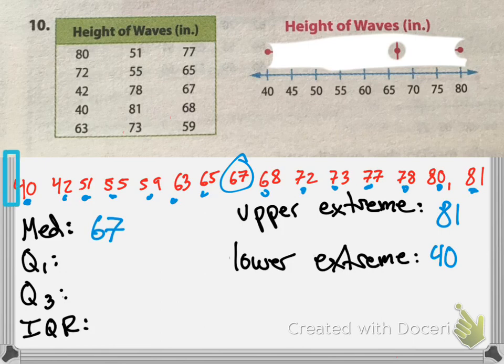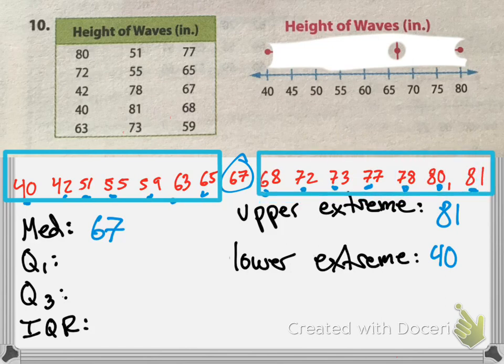Once again, when I'm looking for Q1, I care about that set. When I'm looking for Q3, I care about this set. So now I'm going to find the median between those numbers. So let's see. I'm going to cross, cross, cross, cross, cross, cross. Median. So my Q1 is 55.